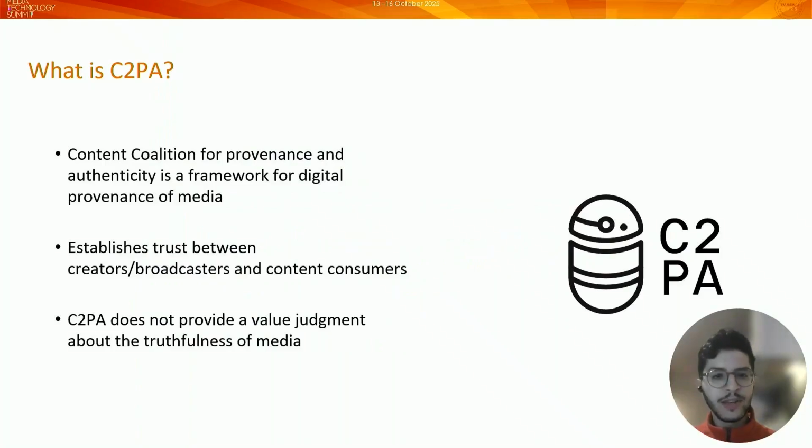So what is C2PA? C2PA stands for the Coalition for Content Provenance and Authenticity. It provides a set of technical documents, guidelines, and recommendations. C2PA is also a framework that seeks to establish trust between content creators and their consumers through the content credential specifications. It is also important to note that C2PA does not provide value judgment about the truthfulness of the media it signs, but rather verifies its provenance.